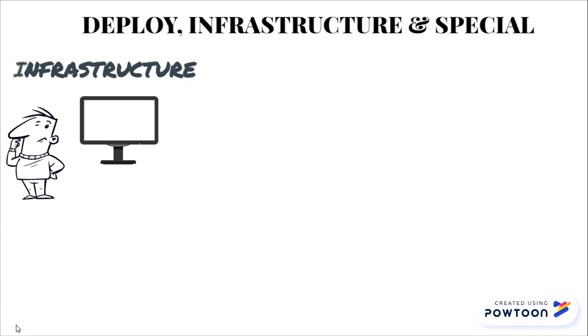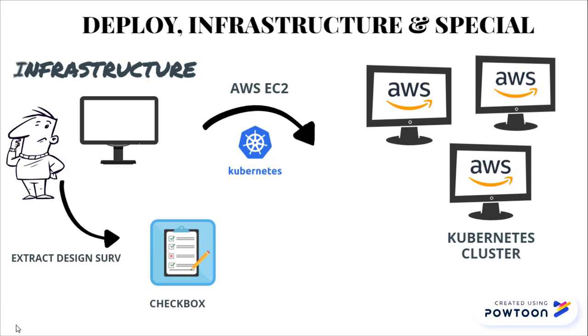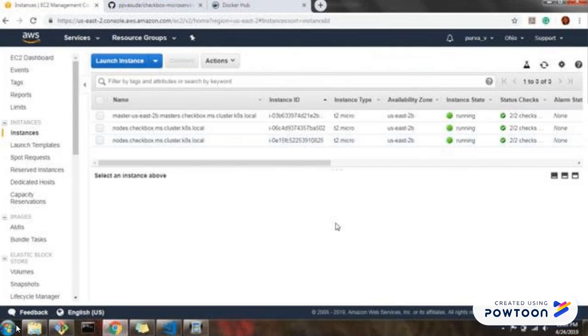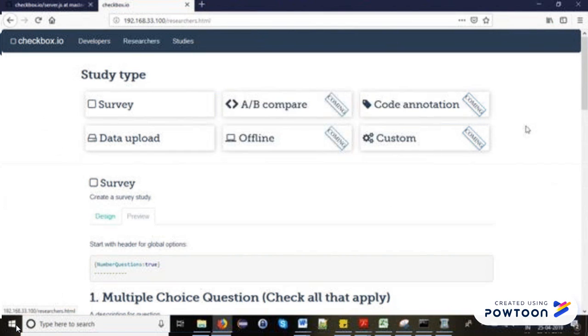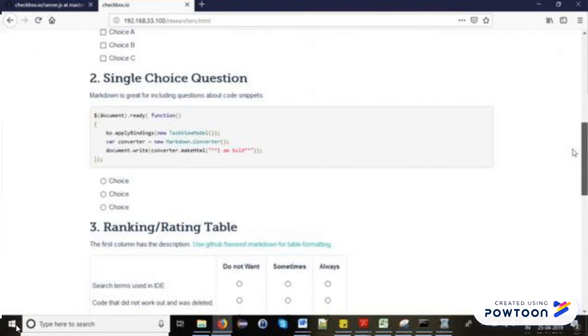For the infrastructure component, we created a Kubernetes cluster on AWS. We also extracted a feature of Checkbox as a microservice and deployed it on the Kubernetes cluster using a Docker image. Over here, you can see the cluster we have created, and you can see the microservice running successfully on one of the pods in this Kubernetes cluster.